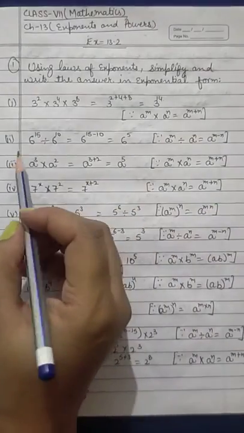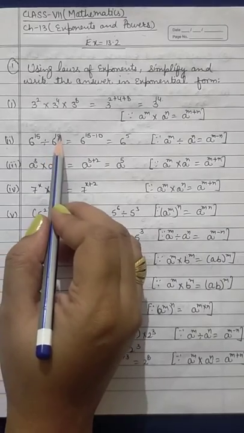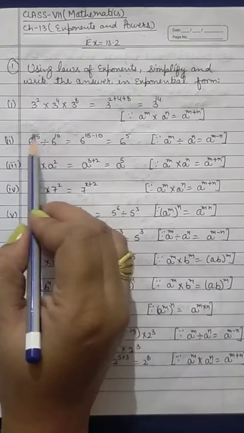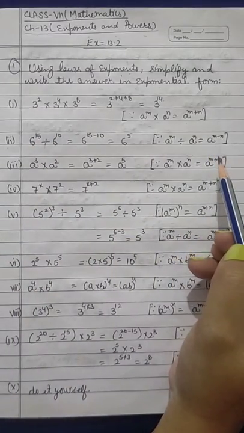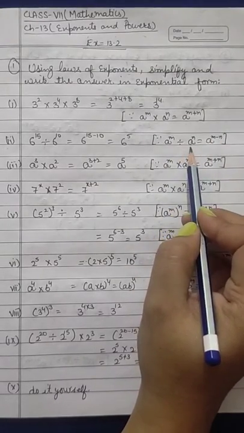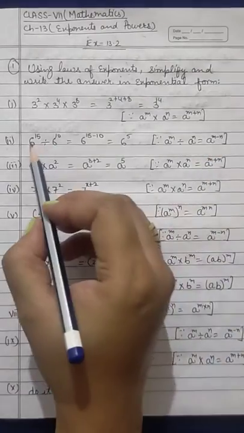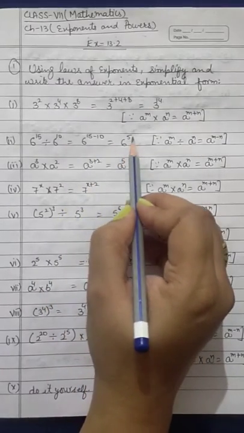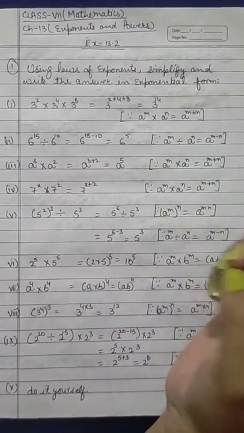Then in the second part, we have 6 raised to power 15 divided by 6 raised to power 10. Again the bases are the same, division sign, the powers are different. So we will subtract the powers. We use the law that a raised to power m divided by a raised to power n is a raised to power m minus n. That means 6 raised to power 15 minus 10, so the answer is 6 raised to power 5. And don't forget to write the law that you are going to use here.